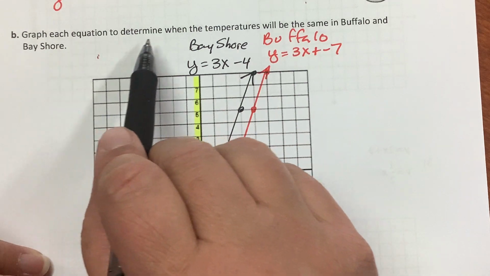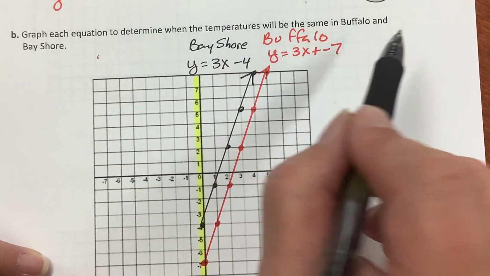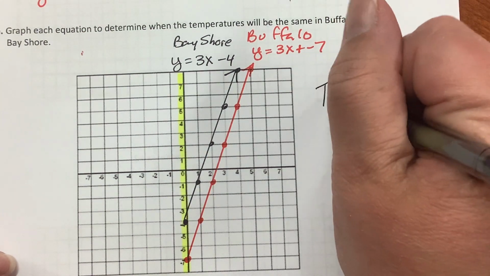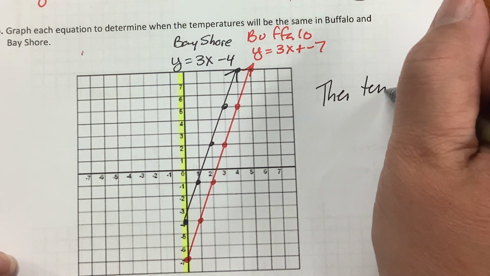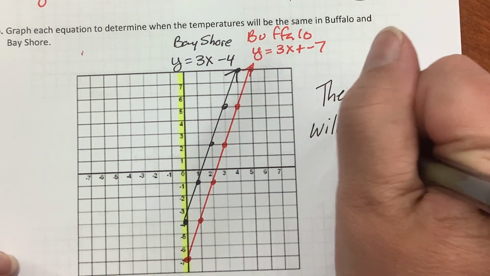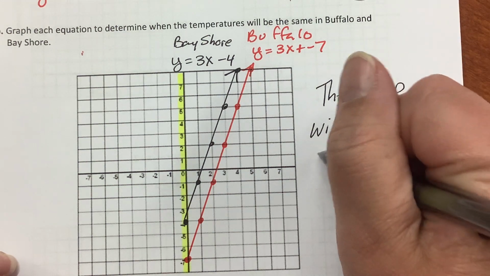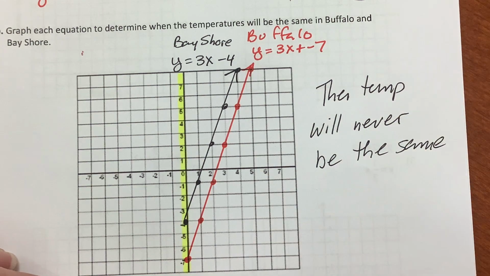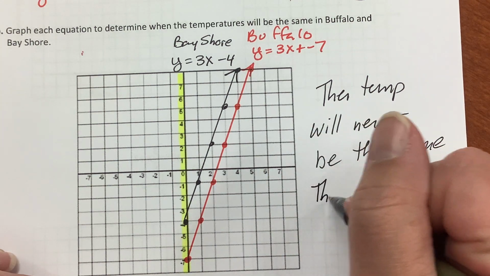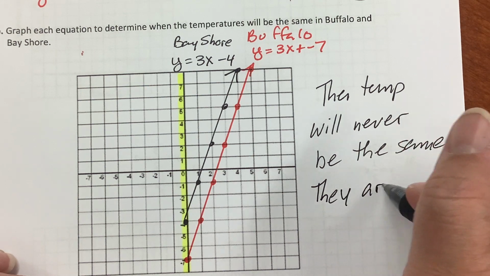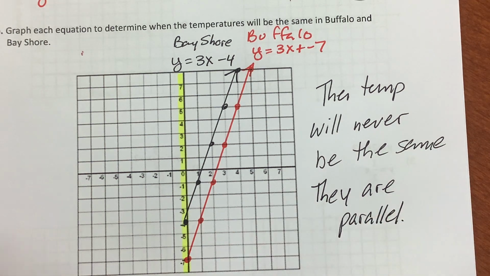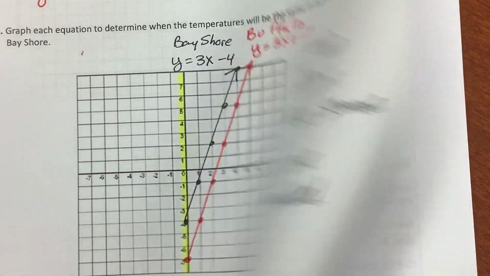Okay, graph the equation to determine when the temperature will be the same in Buffalo and Bayshore. The temperatures will never be the same. The lines are parallel. Well, I should say the rays are parallel. Let's use the right word, but they are parallel. Ha, I cheated. So those are parallel. They'll never ever intersect, so they'll never be the same.